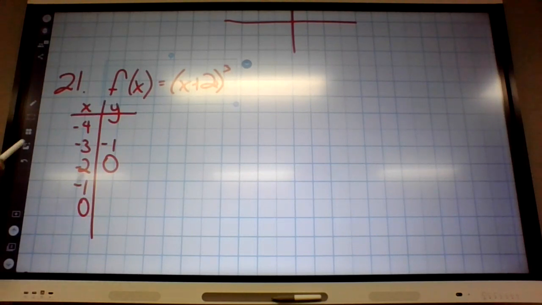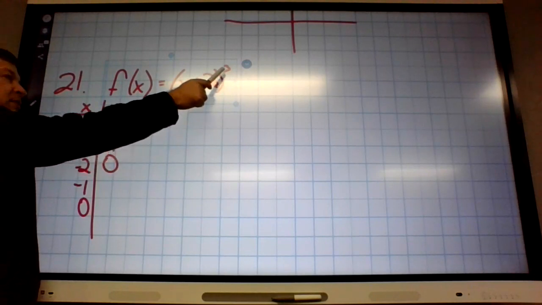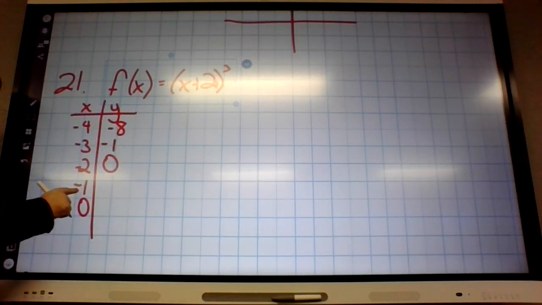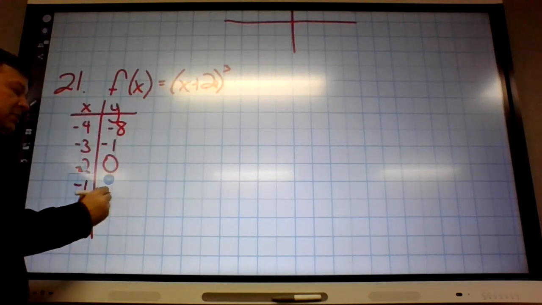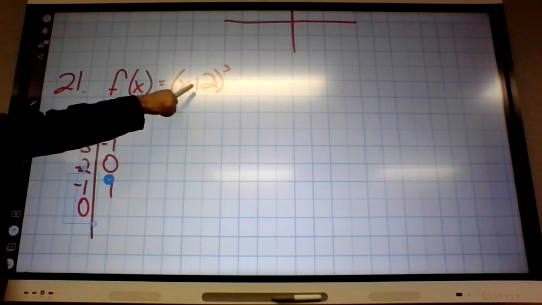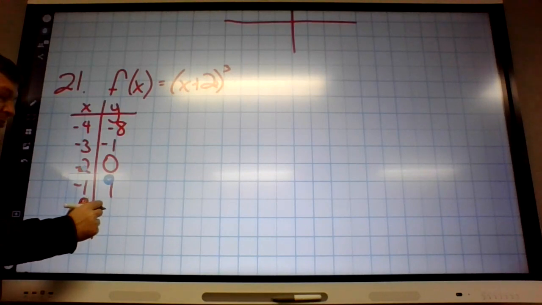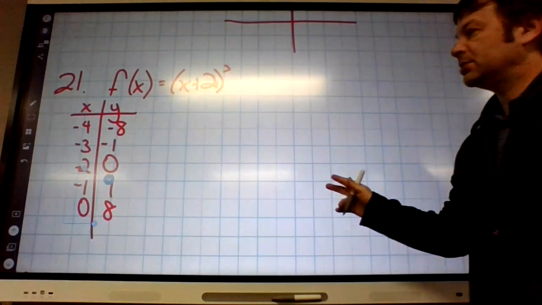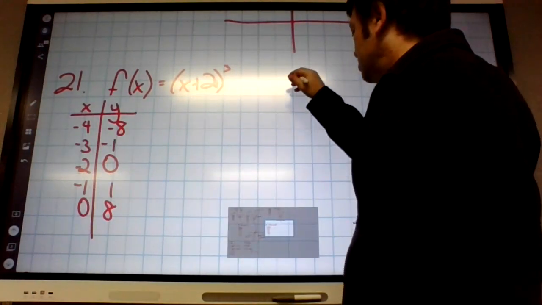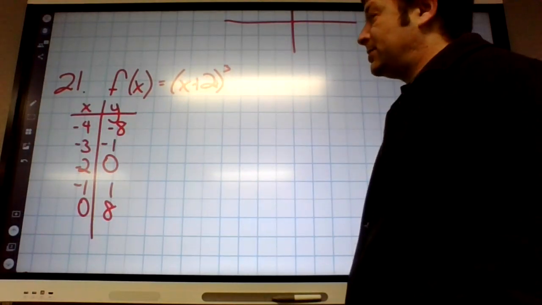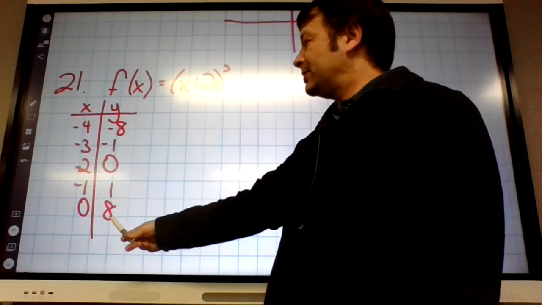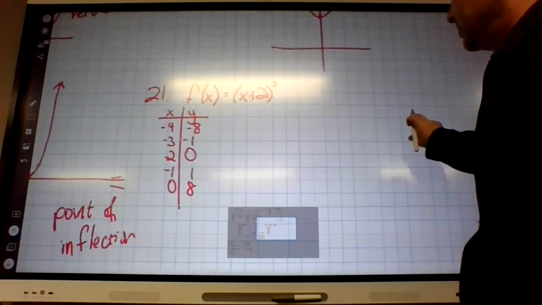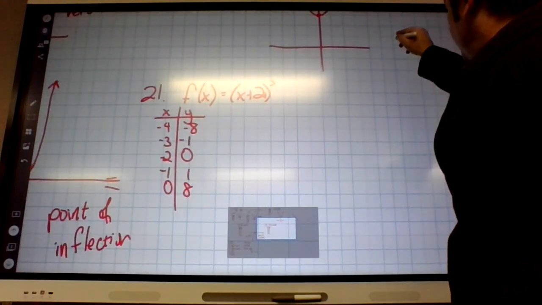-4 plus 2 is -2. -2 to the third is -8. -1 plus 2 is 1. 1 cubed is 1. 0 plus 2 is 2. 2 cubed is 8. Alright, so this one's kind of tall. It's going from -8 to 8. I'm not even sure I can fit this on the graph. Let's zoom out so I can make sure it fits.